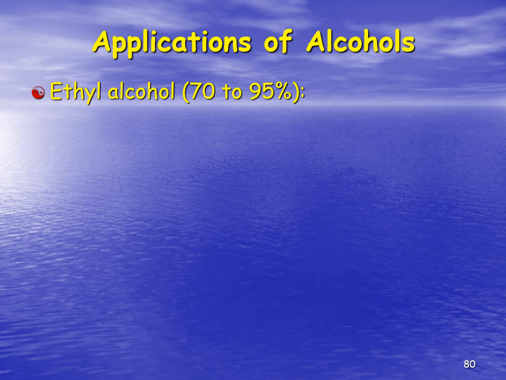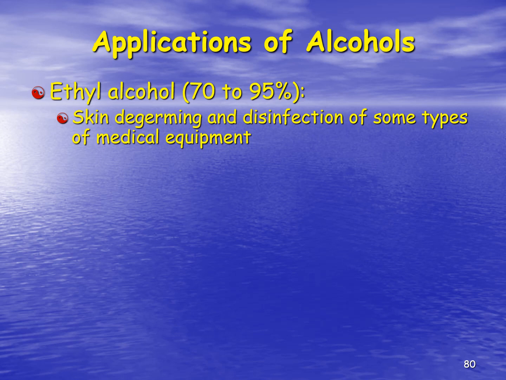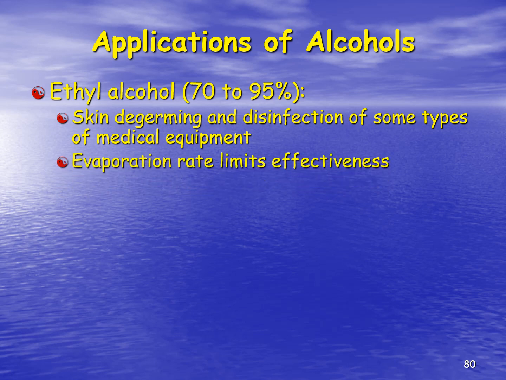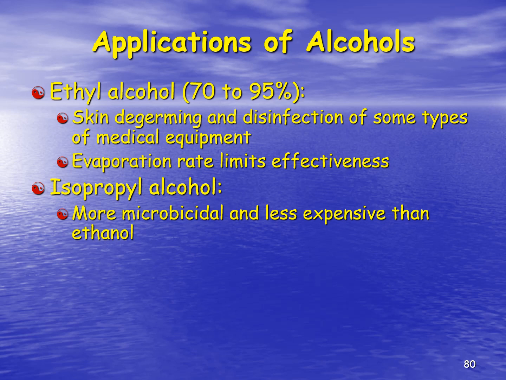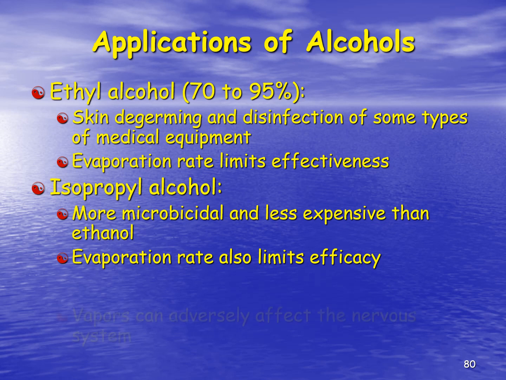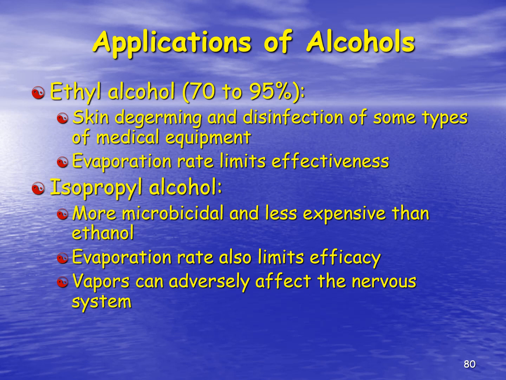So ethyl alcohol is actually available in 70 to 95% solution. It is often used for skin degerming and disinfection of some types of medical equipment. However, the evaporation of both alcohols actually limits the effectiveness. Isopropyl alcohol is more microbicidal and less expensive than ethanol, but again, the evaporation rate limits its effectiveness. And vapors of isopropyl alcohol can adversely affect the nervous system when inhaled over long periods of time.